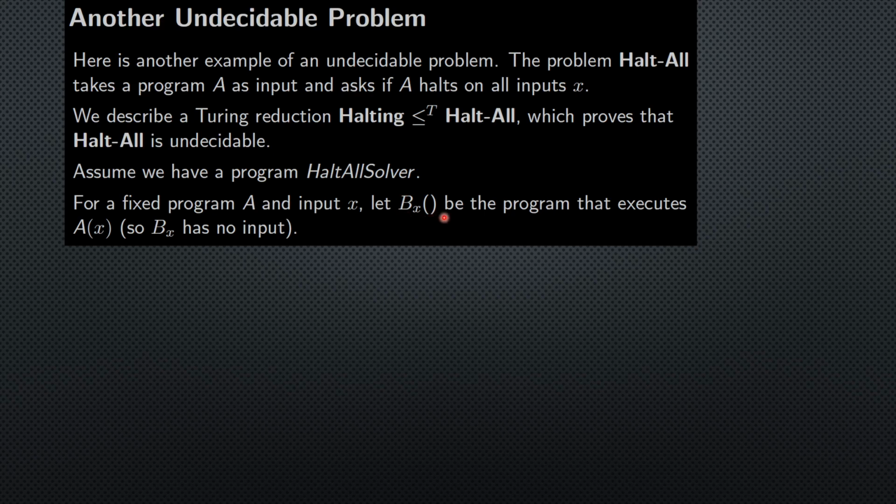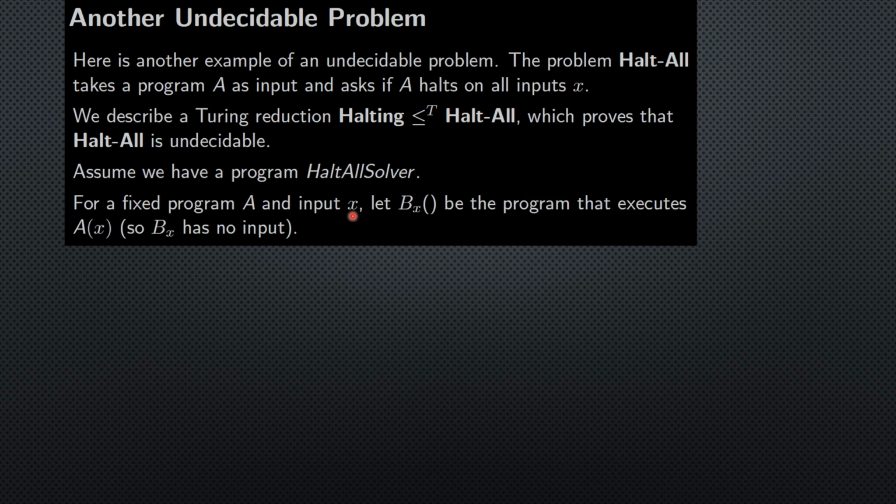It has no input. But the code for BX is going to embed directly the code of program A and the actual input hardwired in as an input to program A. So BX is going to have no inputs, and the only thing that BX is going to do is run A of X, where X is hard-coded in the code for B. So BX has no input. So how many inputs are there of B? There's only one, the empty input.